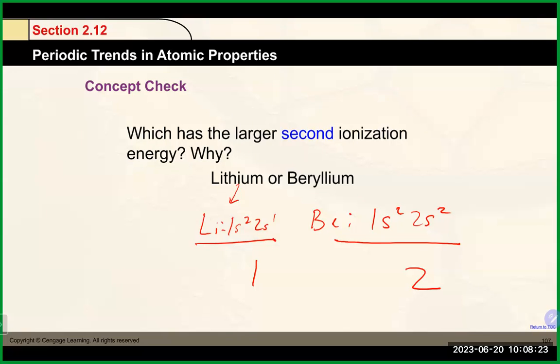When I remove the first electron from lithium, I am now in the core electrons, right? Which are going to be extremely hard to remove. When I remove the second electron from beryllium, I'm still in the valence electrons, which should be a lot easier to remove. So the higher second ionization energy should be our friend lithium, because that is going to get you into the core electrons, which are going to be held a lot tighter than beryllium's, still valence electrons, which are on the outer, so not held as tightly. Any questions on that?